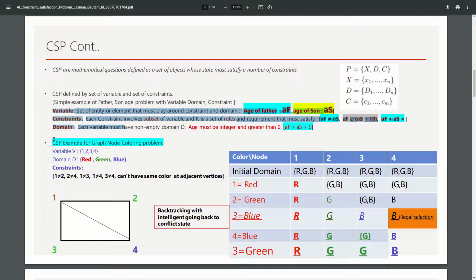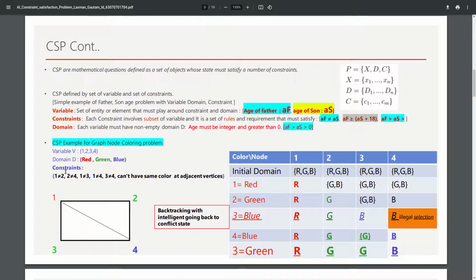Now one more example, a CSP example of the graph node coloring problem, where there are four nodes on the given graph, and each node is labeled 1, 2, 3, 4, and each node name is a set of variables which I have listed in the V set, 1 2 3 4. The set of domain is D, where we try to apply three different colors, which are red, green, and blue, to the respective variables in the graph nodes.